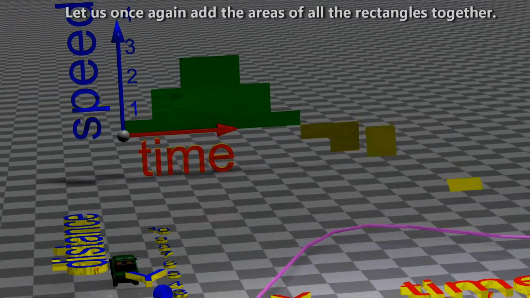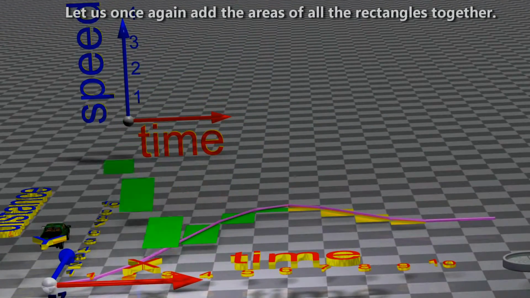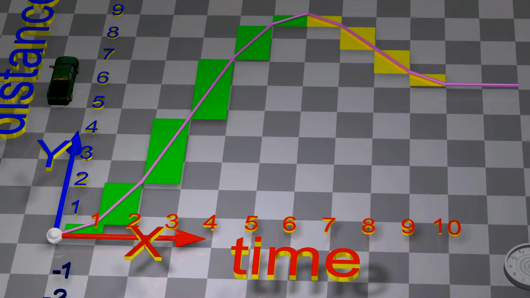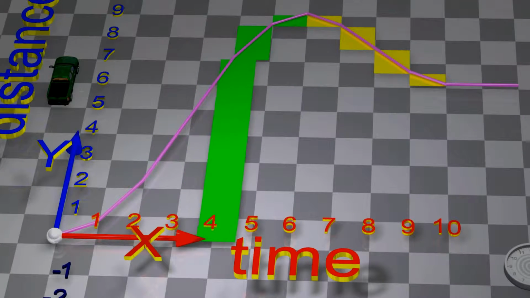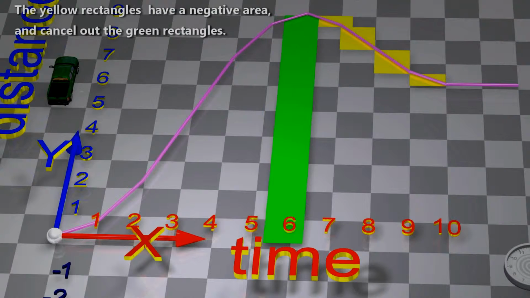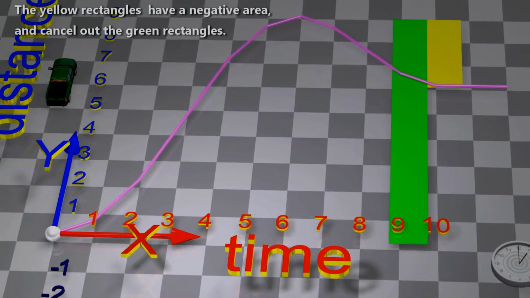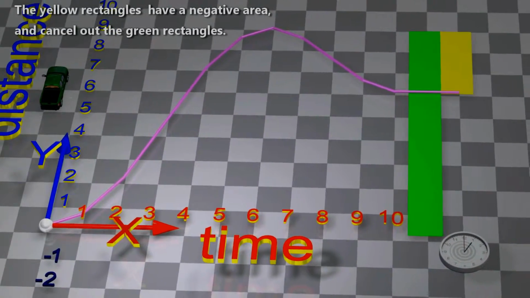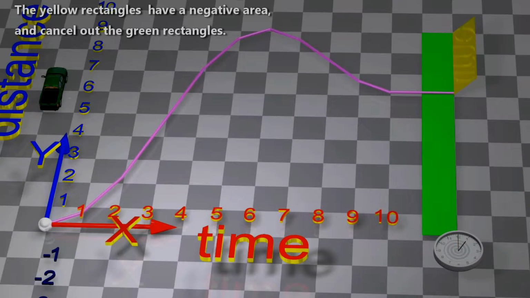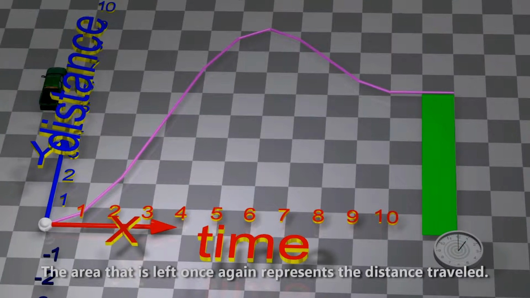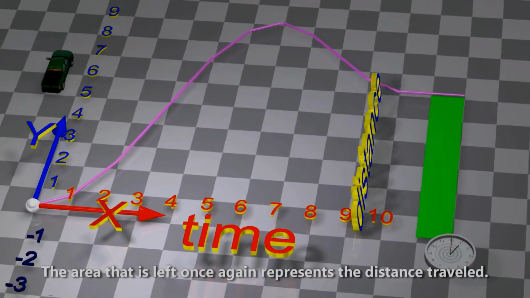Let us once again add the areas of all the rectangles together. The yellow rectangles have a negative area and cancel out the green rectangles. The area that is left once again represents the distance traveled.